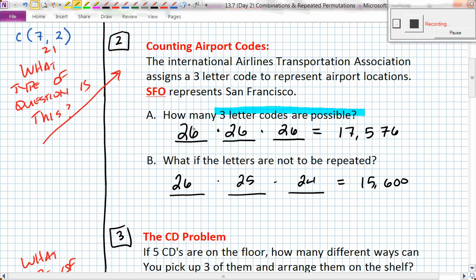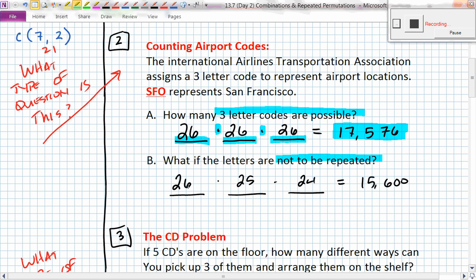Well, for our first choice, our first task is to pick any one of the 26 letters of the alphabet. Our second task is to pick, again, 26 letters of the alphabet. And then our third task is to again pick 26 letters of the alphabet. And the multiplication principle says that we multiply these together to get a grand total of 17,576. So this is a multiplication principle problem.